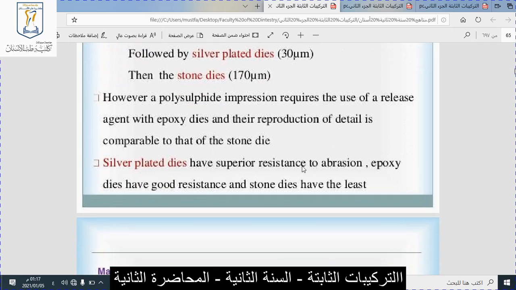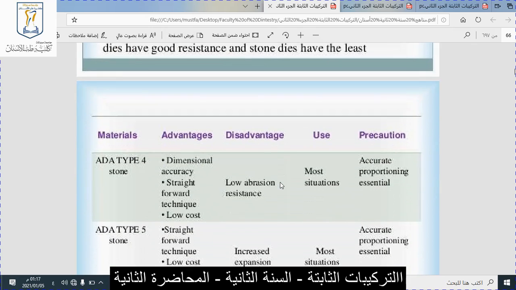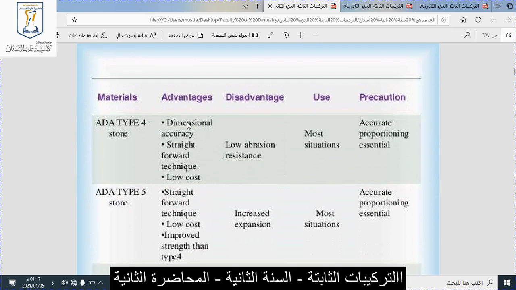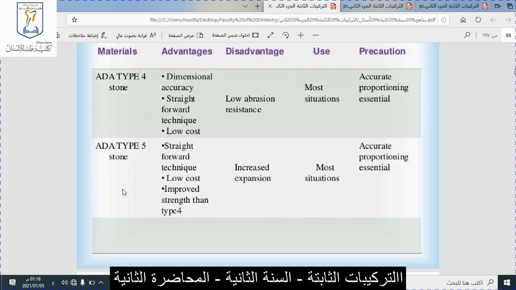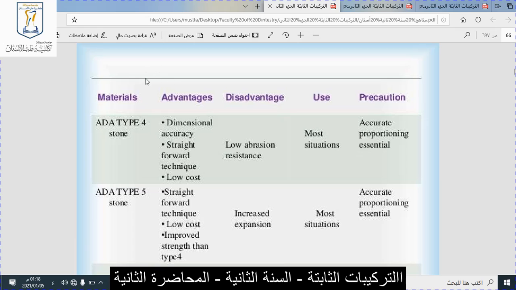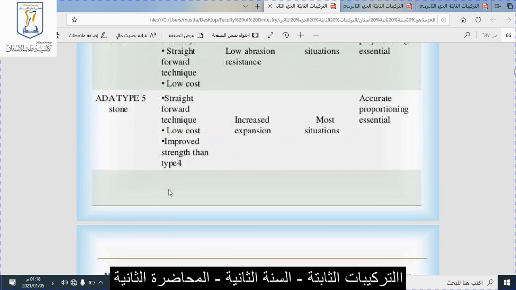Sulfur-plated is not superior in strength and abrasion resistance. Epoxy resin dye has good resistance, and the stone dye has the least. The material advantages and precautions, dimension: this is the table in which we know the dimensional accuracy, strength, technique, cost. The disadvantage is no abrasion resistance. This is for stone dyes. We have to know this table, so it is important to know these tables.